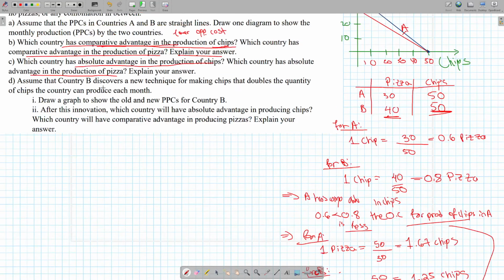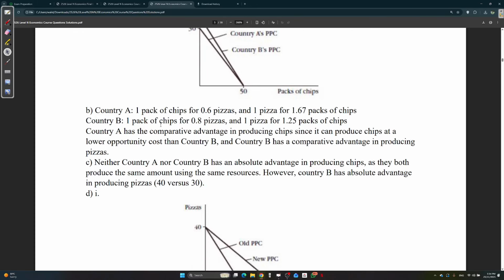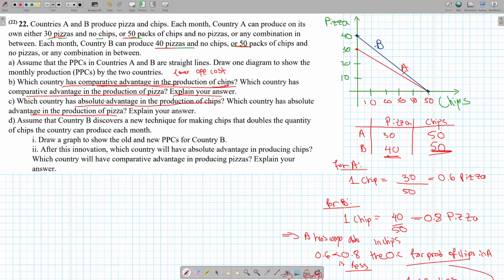Now, before we go to part C, I just want to see if the explanation that we put is correct. Where's the solution? Okay, this we did the calculation. Country A, since it produces chips at lower opportunity cost, B has comparative advantage in producing pizza. Alright, now for part C, which country has absolute advantage in the production of chips?